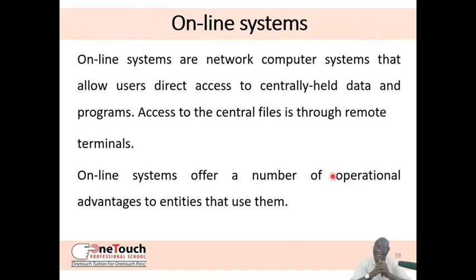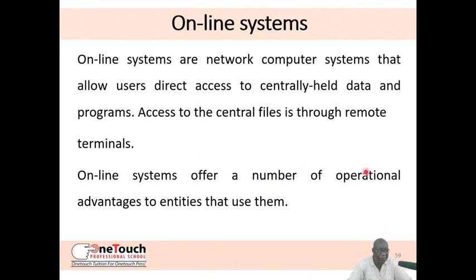Then we also have online systems, which you call integrated. Online systems are network computer systems that allow users direct access to centrally held data and programs. Access to the central file is through remote terminals. All the workers have a server, or a software which enables all of them to hook into the system. So they are not doing it on a one-on-one basis.